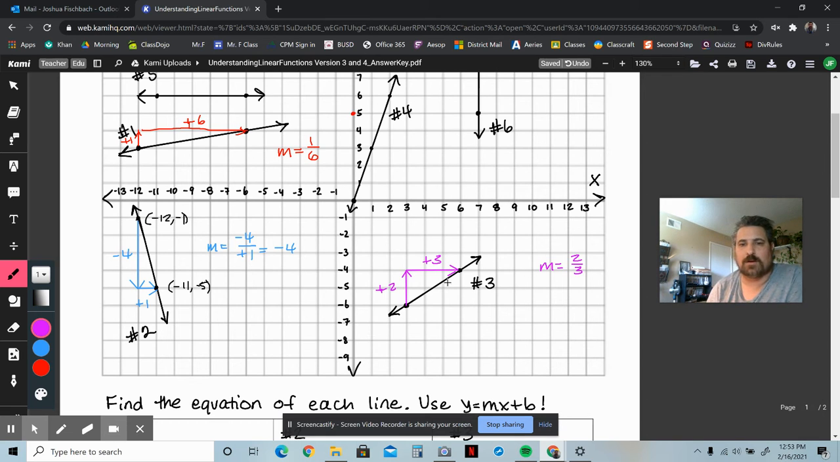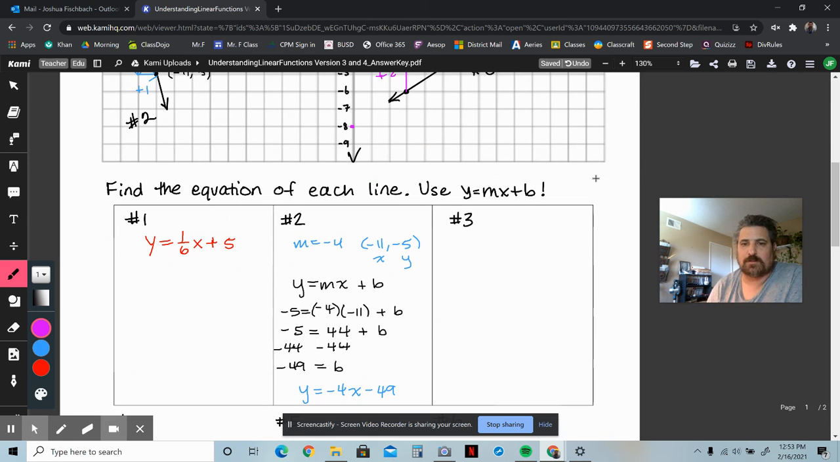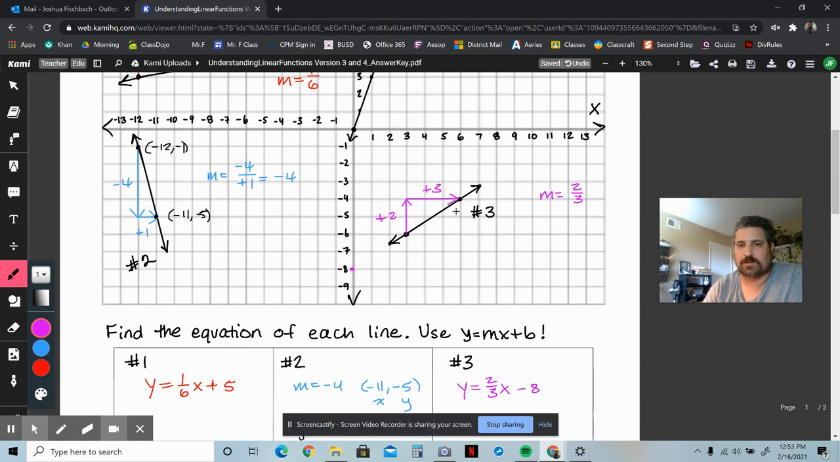Now, if I move by the slope, do I get back to the y-axis? Let's try it. Up 2 and to the right 3 is the same as down 2 and to the left 3. If I go down 2 and to the left 3, it does look like I cross exactly at -8. So I do know the y-intercept there as well. So this one's an easy one to do. The equation for this one is going to be y = 2/3 x - 8. Crosses at -8 on the y-axis and has a slope of 2/3.